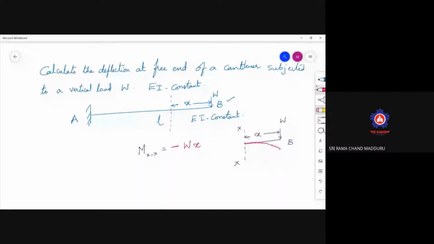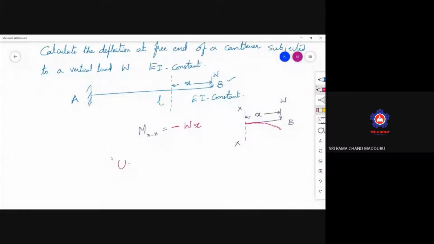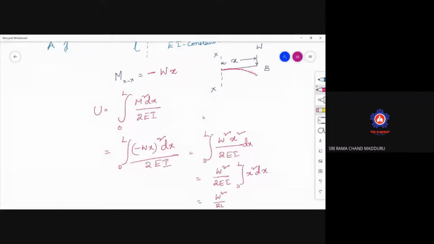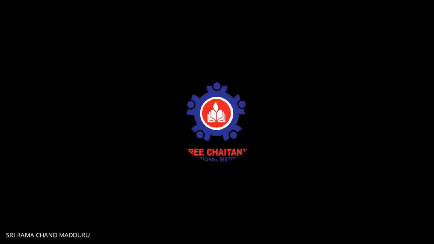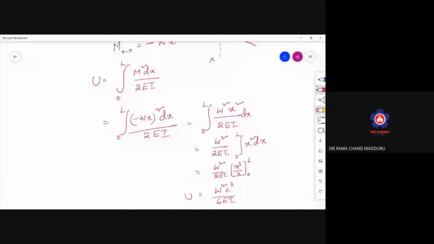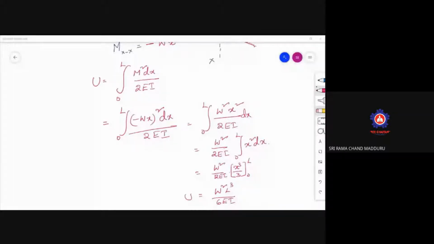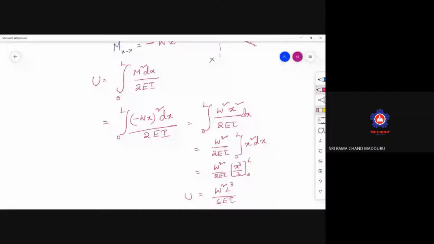Now, we know that the strain energy U is equal to the integration of M squared dx by 2EI, which is the integration of W squared x squared by 2EI, giving W squared x cubed by 3, and the limits are 0 to L. So the total strain energy is W squared L cubed by 6EI.